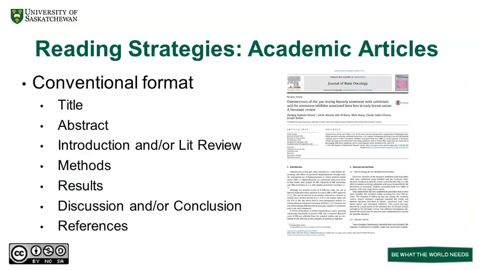So now we're going to move on to a second reading strategy, and this is a little bit more specific to a journal article. We're going to look at journal articles primarily in terms of their format and how we might engage with this pretty conventional format that we see when we look at a published article. So the conventional format is as follows. We have our title, our abstract, our introduction or our literature review, often a combination, our methodology, our results, our discussion and/or conclusion, again sometimes combined, and then our references.